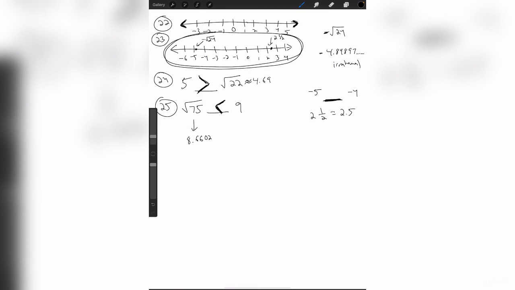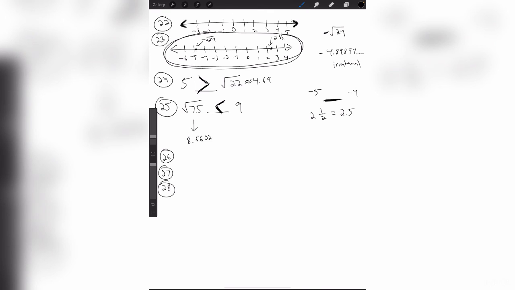And let's keep moving forward. Number 26 says, name the property of real numbers illustrated by each equation. Ooh, these are good. I'm going to tell you. So these are three properties, 26, 27, and 28. This is a bit of a repeat from Algebra 1, but I wanted to tell you what each property was.